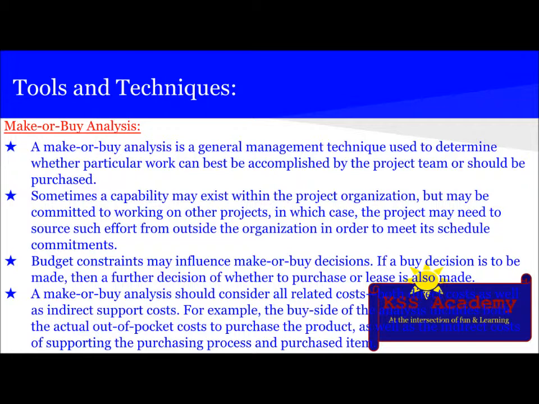Budget constraints may influence the make or buy decision. If a buy decision is to be made, then a further decision of whether to purchase or lease is also made. A make or buy analysis should consider all related costs, both direct cost as well as indirect cost. For example, the buy side of the analysis includes both the actual out-of-pocket cost to purchase the product as well as the indirect cost of supporting the purchasing process and purchased item.